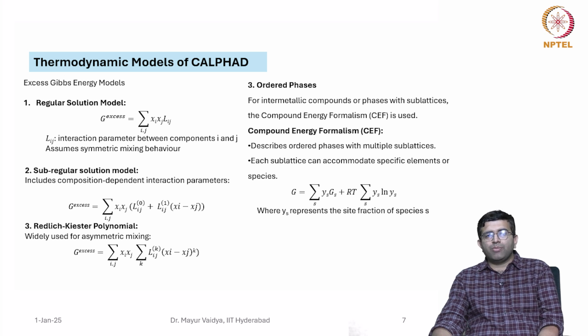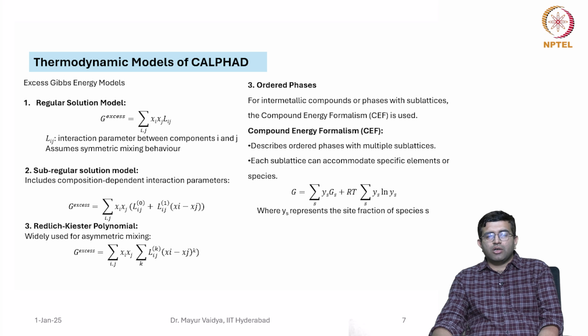So, you had the term x_A G_A plus x_B G_B. If you extend that to an n-component system, you can write it as summation x_i g_i naught, because g_i naught is the Gibbs energy of the pure component i. Then you have the term for ideal mixing entropy, RT summation x_i ln x_i. This is present for the ideal solution, and we saw it for the regular solution and so on.